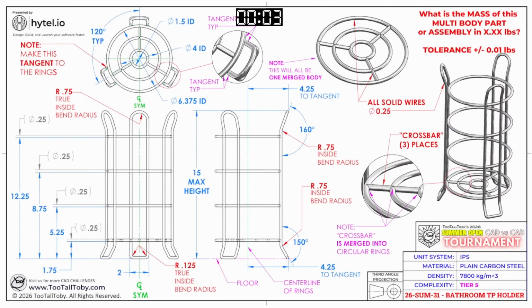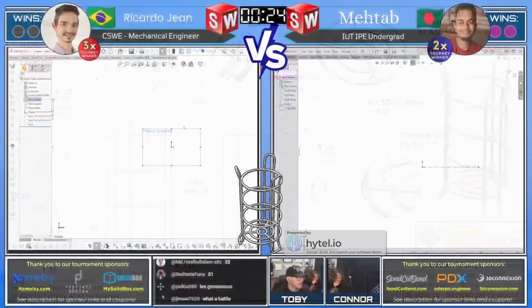What is the mass of this multi-body part or assembly in x.xx pounds? Tolerance is plus or minus 0.01 pounds. Both of our runners are grabbing a screen capture of this drawing that says tangent typical, pointing to those little tangency points there. It's called out elsewhere on the drawing as well. Tangent typical. And both of our runners are already in their CAD.